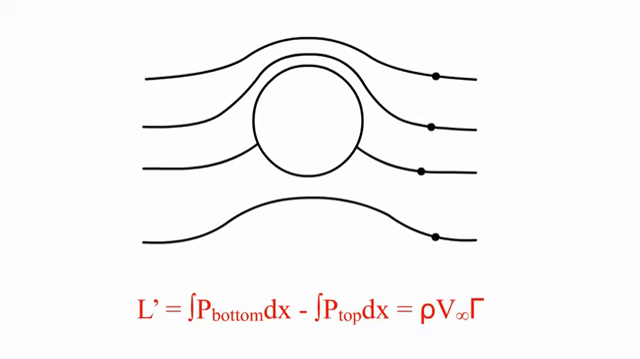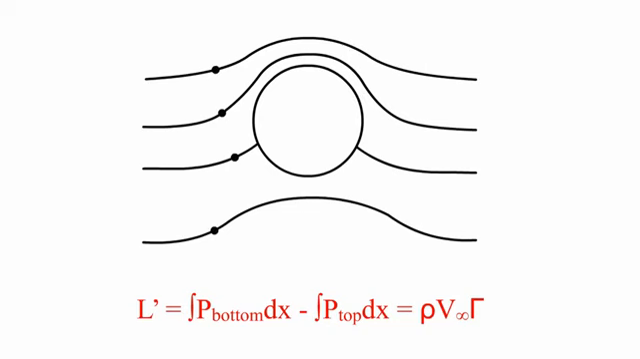And when we calculate the lift, we now get a non-zero value. There is lift here because the fluid is moving with a faster velocity over the top of the surface, or the top of the cylinder, than it is over the bottom of the cylinder. That, in essence, is the reason wings have lift.